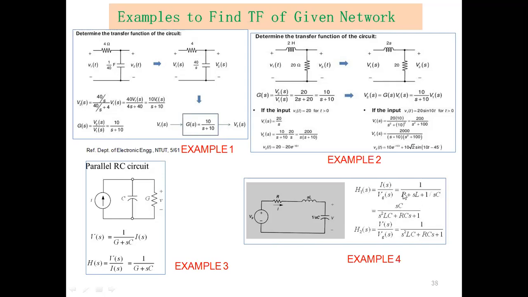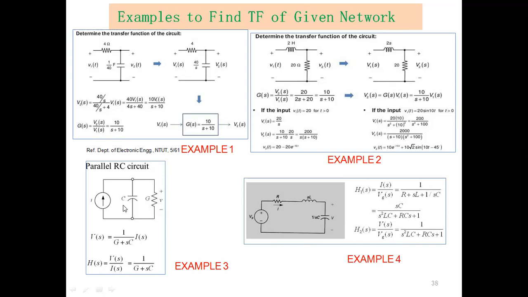And if you are calculating for the output, H of S, that will be V of S upon Vg of S. So you will get 1 upon S square LC plus RC S plus 1, because SC will get cancelled. Because here we take input Vg of S, that will be SC. So SC will get cancelled and you will get 1 upon S square plus RCS plus 1.